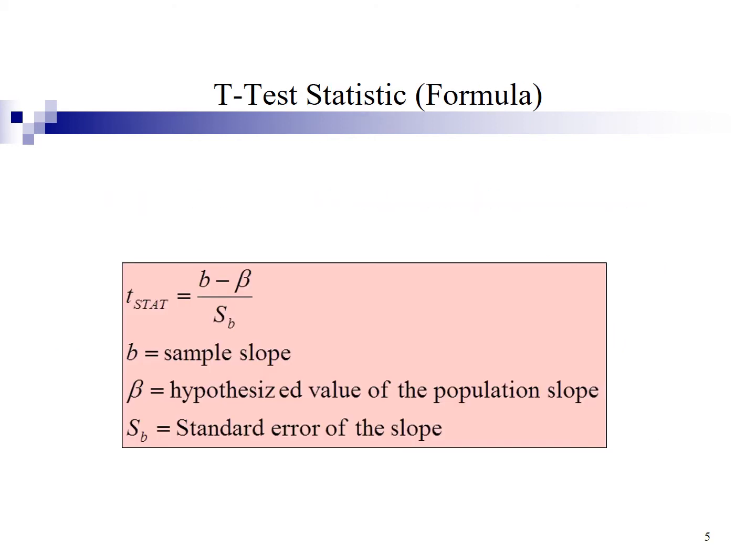A test statistic is a number calculated from a statistical test of hypothesis. It shows how closely your observed data match the distribution expected under the null hypothesis. For a t-test on beta coefficient, here is the formula to calculate the t-test statistic.